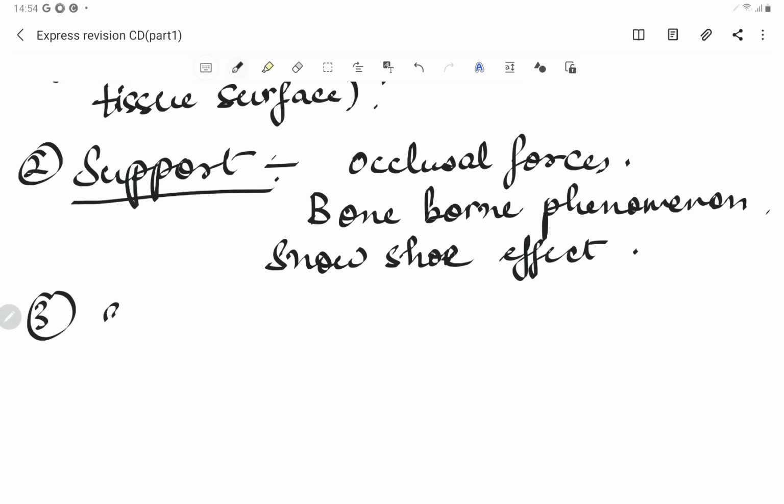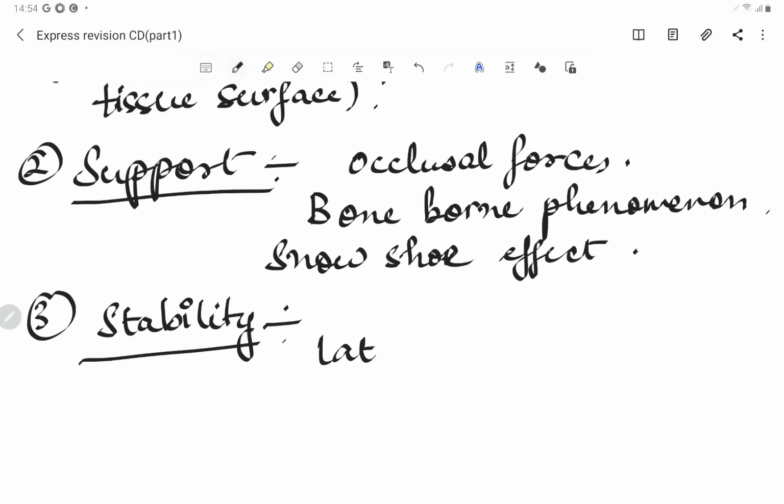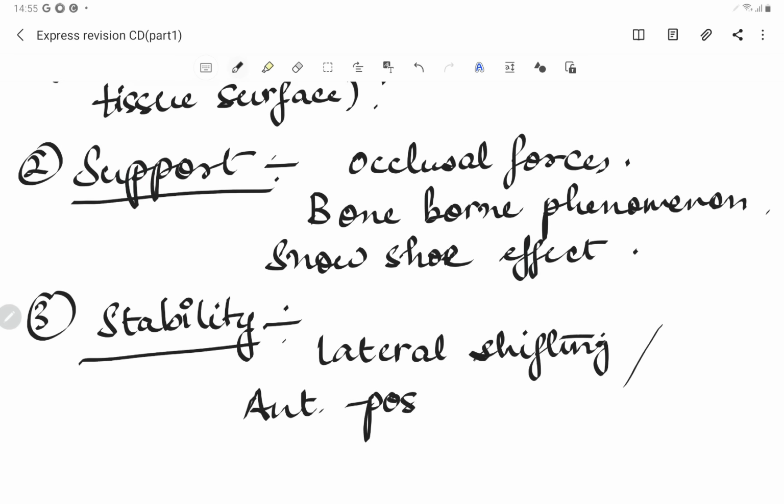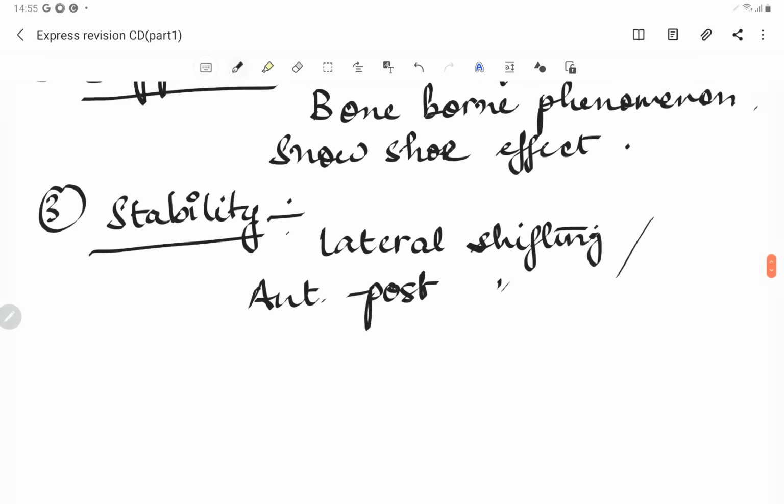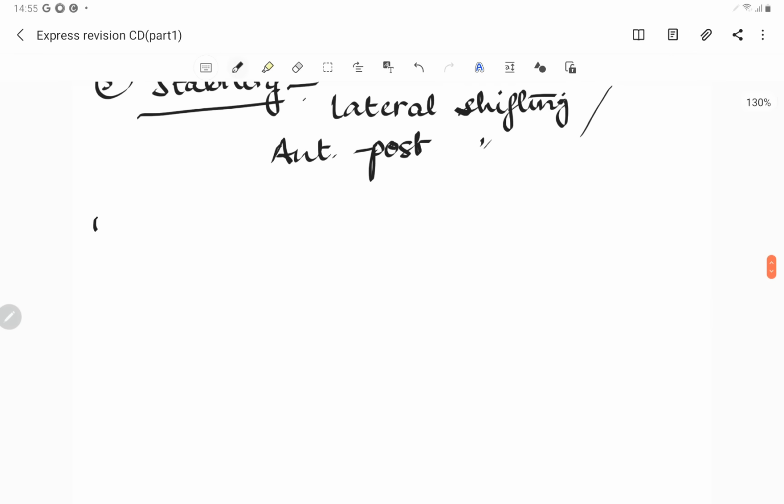Third one we have is the stability. So stability is the resistance to the lateral forces, lateral shifting or the anterior posterior shifting. Then the last one is the preservation of the remaining structures.